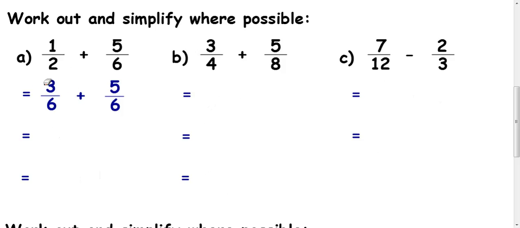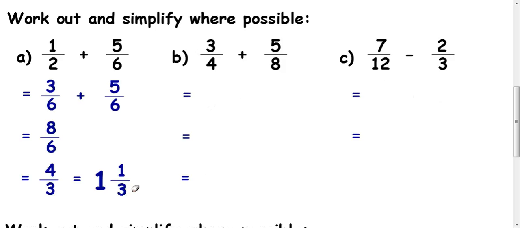So a half is really just the same as 3 out of 6. I've got my common denominator now. I can add the 3 and the 5 in the top and get 8 over 6. Okay, to finish this off, you want to change it into a mixed number. So 8 over 6 will cancel down to 4 over 3, and that will become 1 1/3. 3 goes into 4 once with 1 remainder.